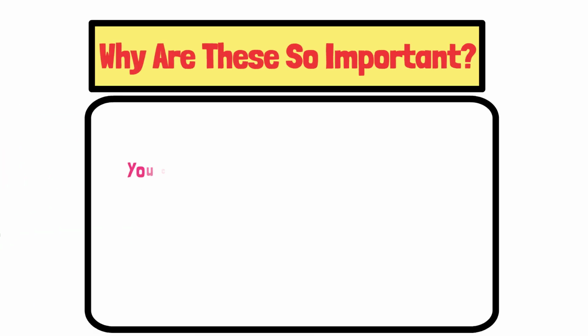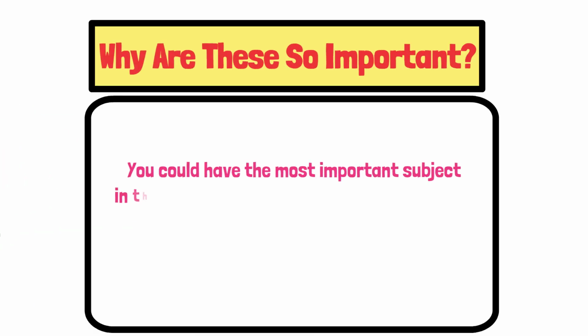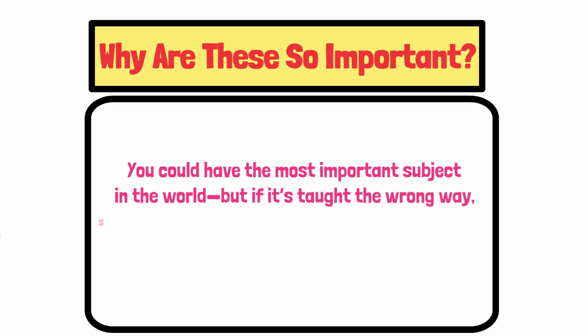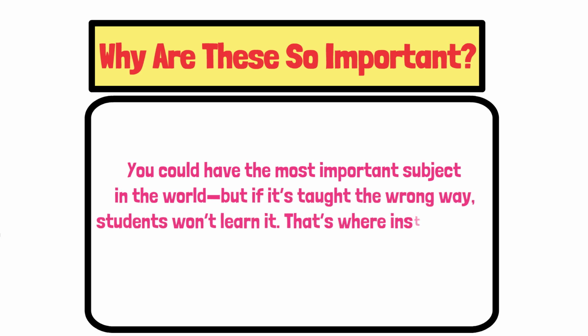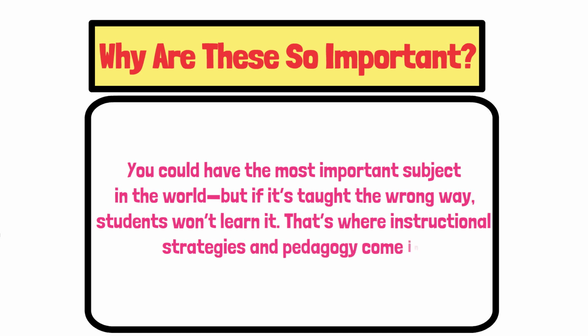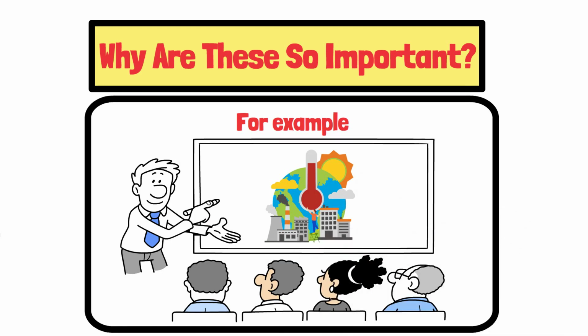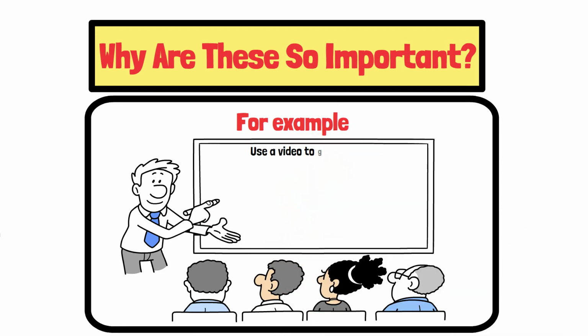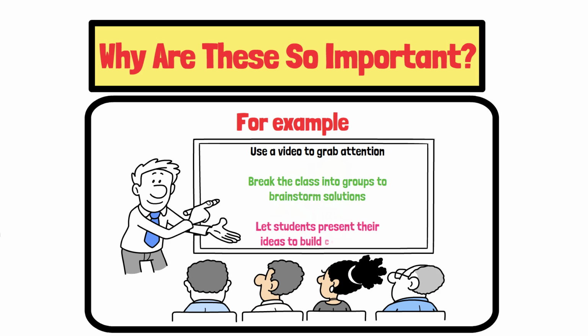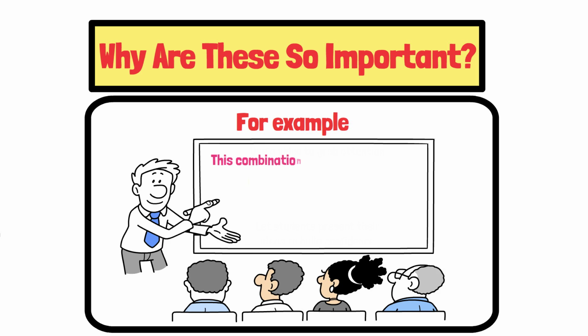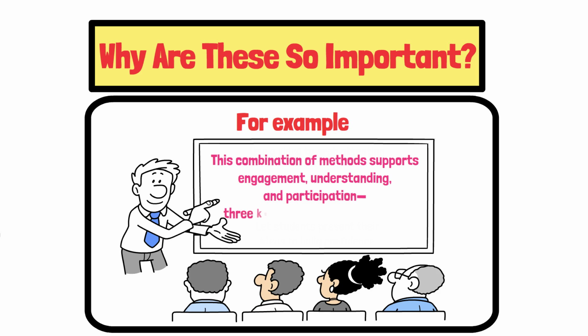Why are these so important? You could have the most important subject in the world, but if it's taught the wrong way, students won't learn it. That's where instructional strategies and pedagogy come in. For example, a teacher explaining a complex topic like climate change might use a video to grab attention, break the class into groups to brainstorm solutions, and let students present their ideas to build confidence. This combination of methods supports engagement, understanding, and participation, 3 keys to successful learning.